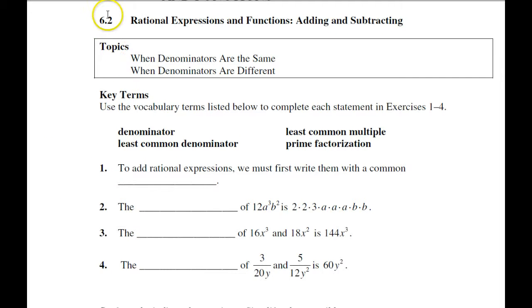Going on now to topic 2, we're going to be adding and subtracting fractions, radical expressions. First, when the denominators are the same, and then when the denominators are different. But to start us off, let's take a look at the vocabulary. Denominator, I think we know what that is. Least common denominator, least common multiple, and prime factorization.